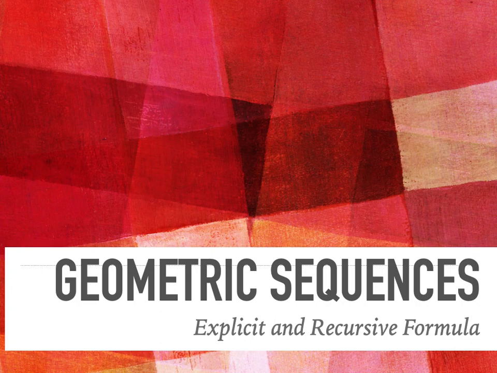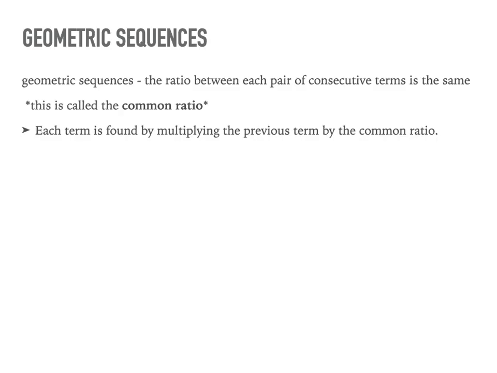Today we will be talking about geometric sequences and how to solve them using the explicit and recursive formula. First off, what are geometric sequences? Geometric sequences are the ratio between each pair of consecutive terms. And the ratio between each pair of consecutive terms always stays the same. This is normally called the common ratio. Each term is found by multiplying the previous term by the common ratio.